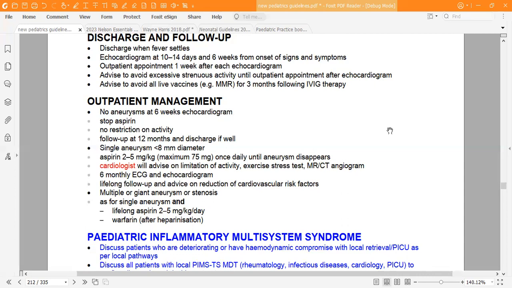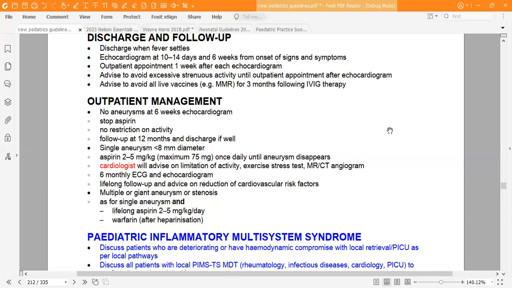Okay, if he has a single aneurysm less than 8 millimeter in diameter, he will stay on aspirin. He will keep taking aspirin 2 to 5 milligram per kg once daily until the aneurysm disappears. Cardiologist will advise on limitation of activity, exercise stress test, MR or CT angiogram, 6-monthly ECG and echo, lifelong follow-up and advice on reduction of cardiovascular risk factors.